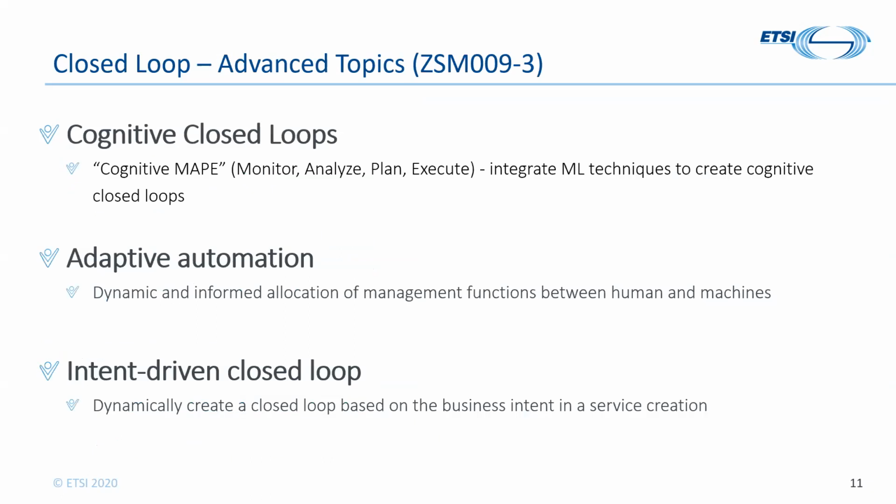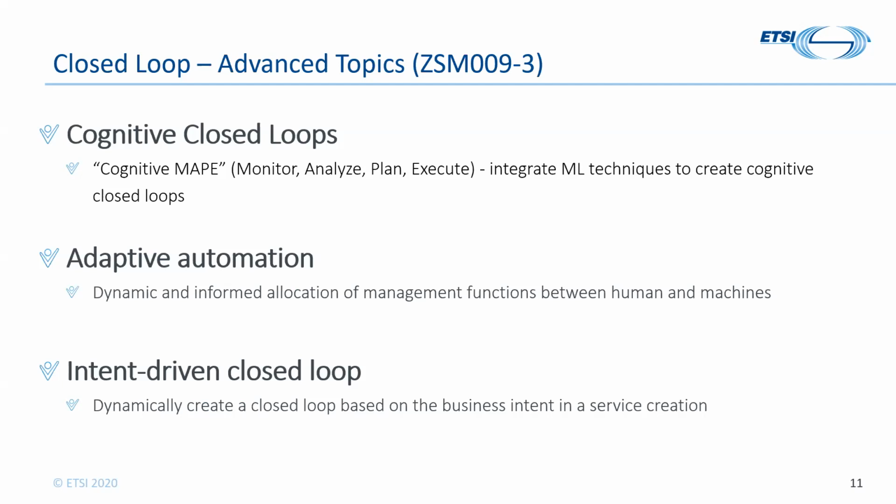The goals of ZSM 009-3, which is an advanced topic, is to investigate the specific enabling technologies to bring us to the next generation AI-powered closed-loop operations. We want to investigate advanced concepts of closed-loop automation, such as learning and cognitive capabilities.